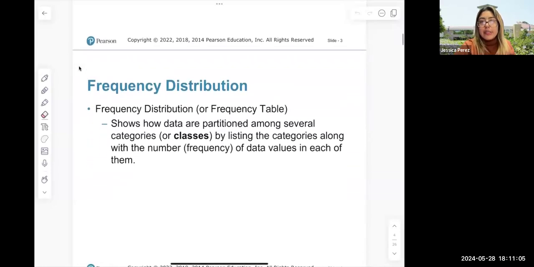So in a frequency distribution, how do we organize the data? We actually partition the data, calling them classes. So for each data that we're given, we're going to separate the data in different classes. These are categories with the number of frequency and the data values that each of them are shown. Okay, we're going to see an example of that today.